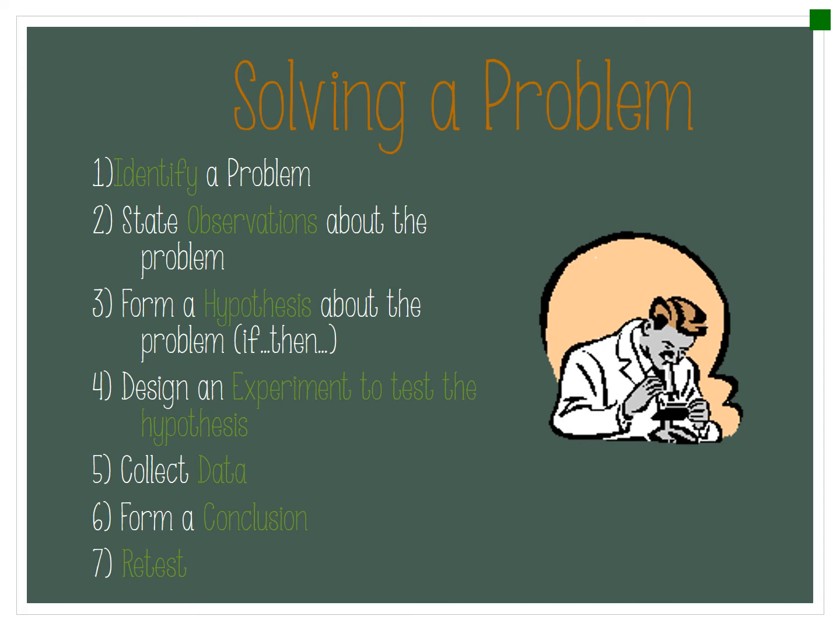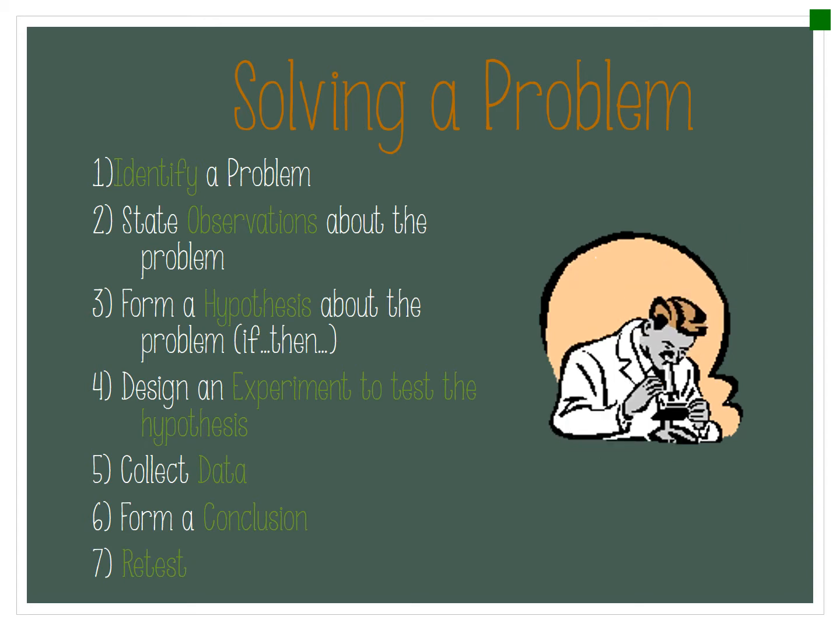Okay, so anytime we are going to solve a problem, we're going to go through these 7 steps. Every scientist does this, from the classroom all the way to the highest levels of research. We always start with identifying some kind of problem. The problem can literally be cancer, or pollution, or mutations, anything that you think could be a problem.